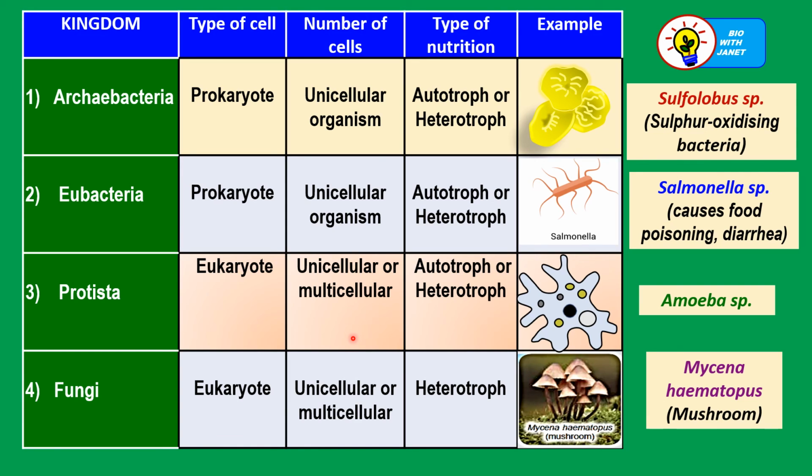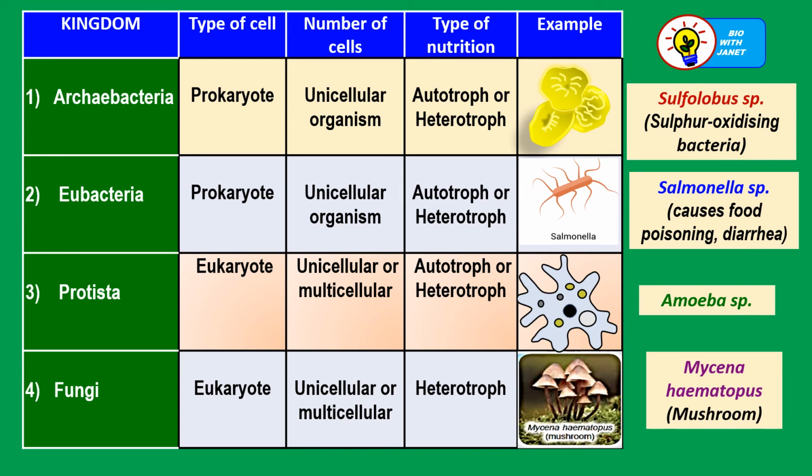But some seaweed are actually plants. Okay, some seaweeds may be plants, but some are algae. So autotroph or heterotroph. They're either autotrophs like algae, or they may be heterotrophs like Amoeba species, right? Then fungi. The organisms in this kingdom are all eukaryotes, unicellular or multicellular, heterotrophs. Example is Mycena haematopus. We'll talk more about these organisms in the next video, right?